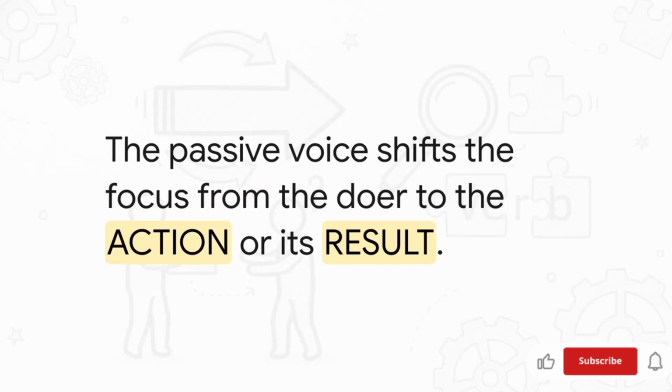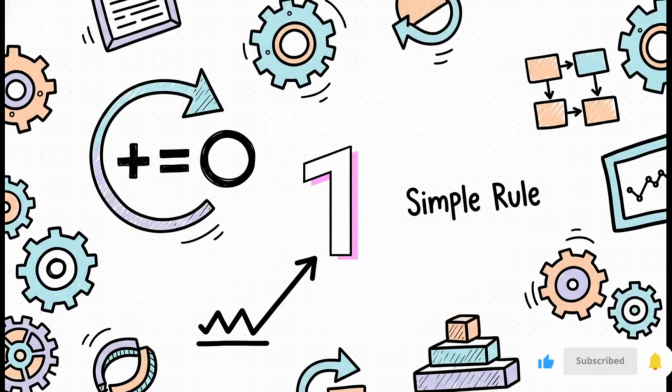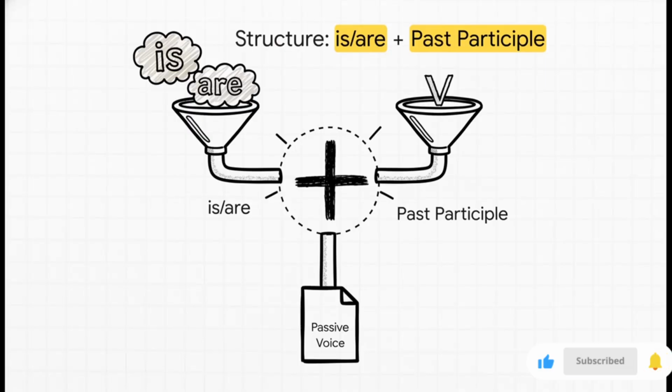Okay, so if there's one key takeaway from all of this, what is it? It's that the passive voice is all about shifting the spotlight. It takes the focus off the doer and puts it right onto the action or the result. And it pulls off this magic trick using just one simple core rule. And that core building block, that secret formula, is just this. The verb is or are plus the past participle of the main verb. That's it. That's the engine that drives the whole thing in the present tense.